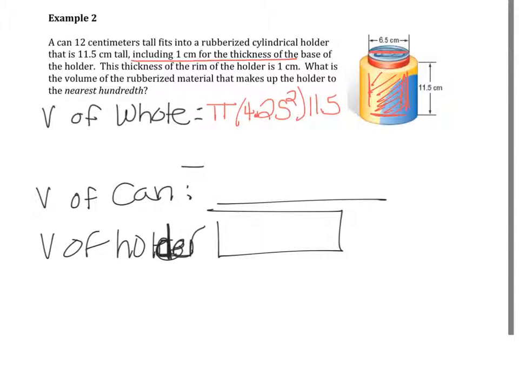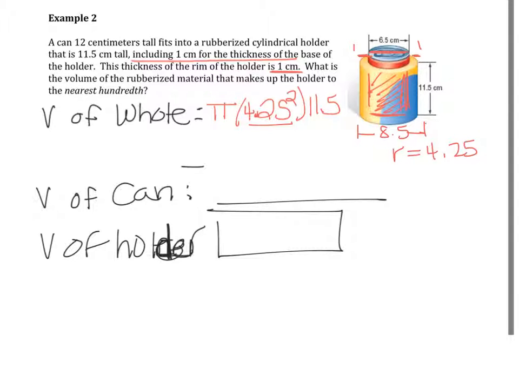this holder. So they're talking about the area beneath it, and the thickness of the rim of the holder is 1 centimeter. So that means this expands the entire diameter out 1 centimeter on each side. So the total diameter is 8.5 centimeters. And I needed to take 1/2 of that to get a radius of 4.25. So that's how I got this value here.